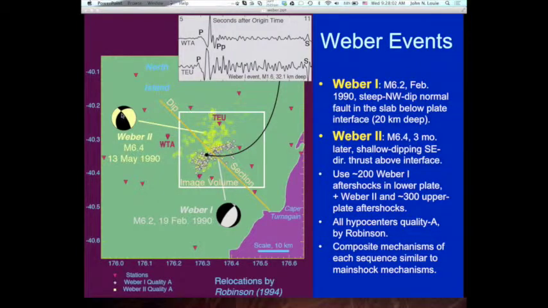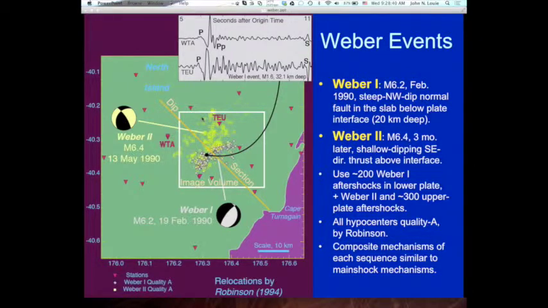Then 3 months later, there was the Weber 2 event, which, notice, has kind of an inverse mechanism. Now the subduction direction here is really closer to east-west, whereas the strike of the subduction zone is northeast. But the subduction direction is toward the west. So the Weber 2 mechanism, it's a magnitude 6.4 event, and you can see it's a thrust mechanism, kind of oblique thrust in this lower hemisphere.